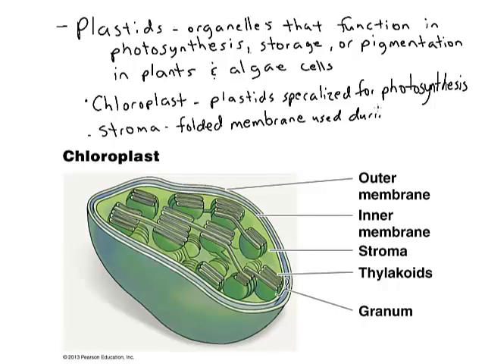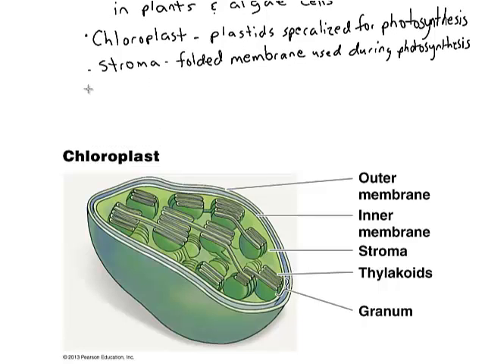The stroma is a highly folded membrane that forms a single continuous compartment and is where photosynthesis actually occurs. Now, the innermost membrane of the chloroplast incorporates many pigments, including a green one called chlorophyll, which gives many plants their green color.